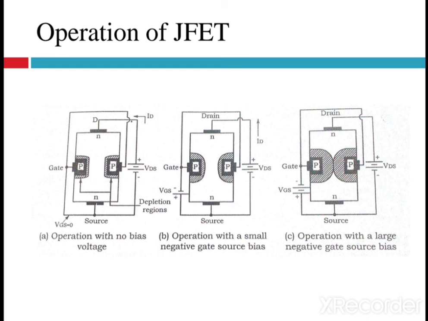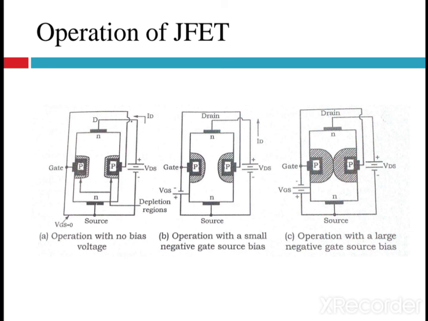So this is how the N channel JFET operates, and the operation of the P channel JFET is exactly similar to the N channel JFET, except that the current carriers are holes in the case of the P channel JFET, and the polarities of the DC supply voltages VGG and VDD are reversed. Otherwise, the operation of the P channel JFET and N channel JFET is almost the same.